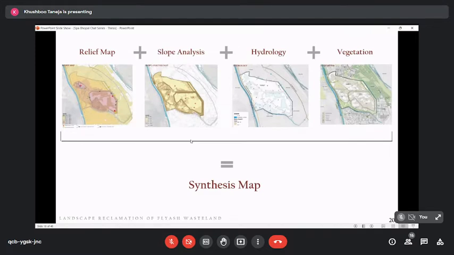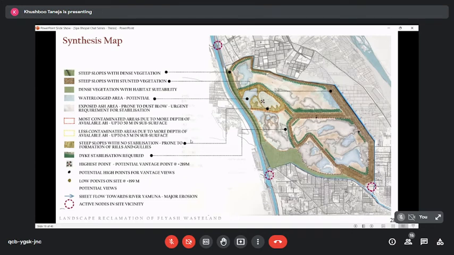Next is site analysis. I studied the relief, slope, hydrology, and vegetation of the site, whatever it was, however it was. This gave me a synthesis map. So what I saw was that along the dikes there were some steep slopes with dense vegetation. So around here we have a very dense patch of existing striped kind of forest.